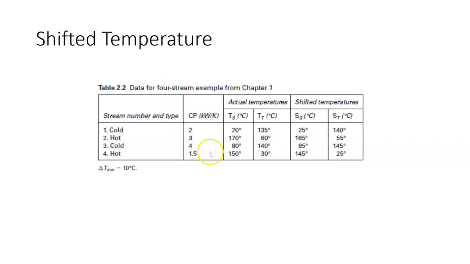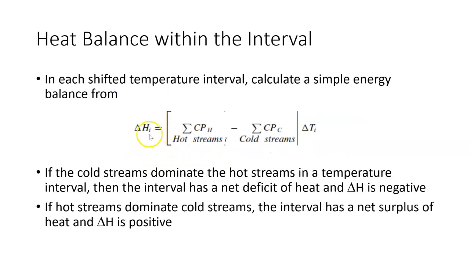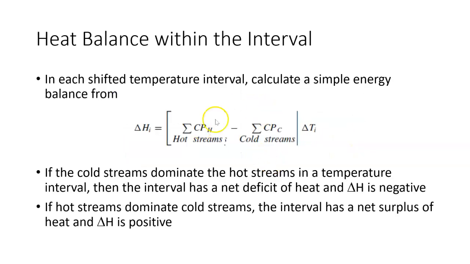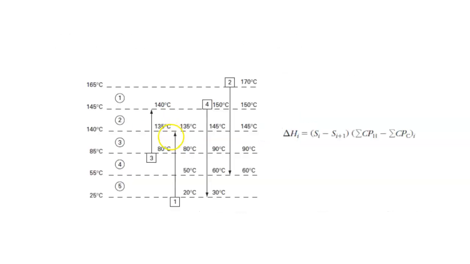Now for every temperature interval, we calculate the value of delta H associated with that particular interval. Say, for example, I have an interval wherein the temperature is between 165 and 145. I will find the streams available in that interval, and for all hot streams within that interval, I make the summation of heat capacities, and for all the cold streams available in that interval, I make the summation and take the difference of these. So what I mean to say is this.